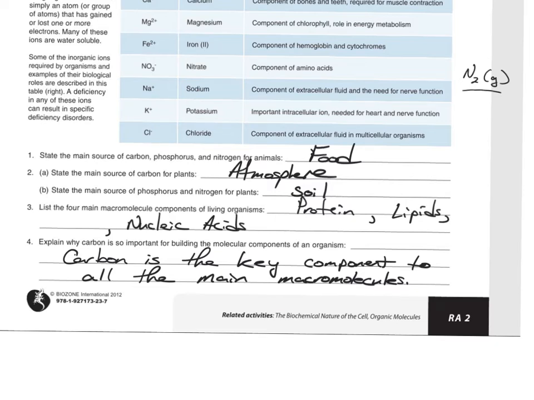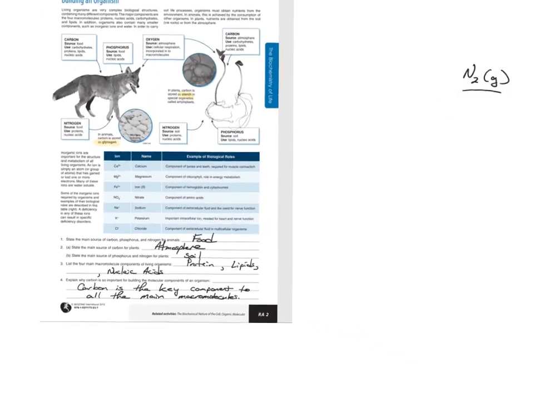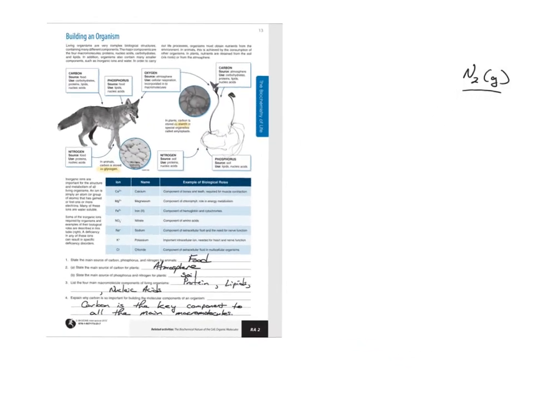What are the key components for DNA? All of them. Okay. Specifically carbon, hydrogen, nitrogen, oxygen, sulfur, and phosphorus. But in all of these, what element is in all of these, in abundance? Carbon. The key component for all macromolecules.